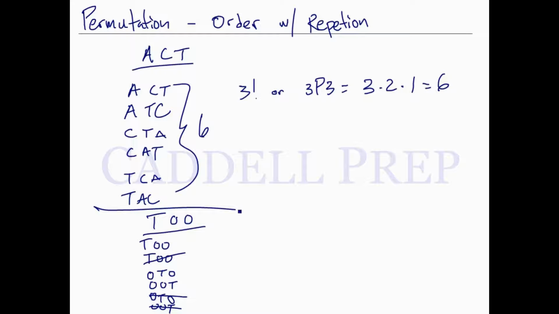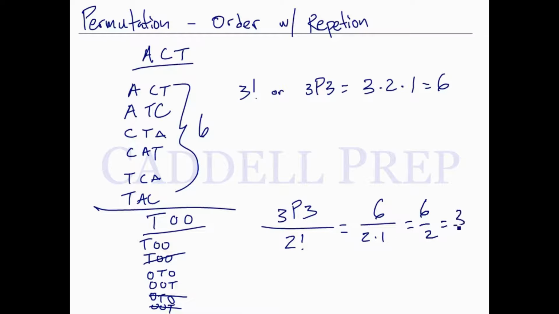So what we do is we do our normal thing on top, 3P3, but we divide it by the factorial of repeated letters. So here there are 2 repeated letters, so divide by 2 factorial. So we get 6 on top divided by 2 times 1. So 6 over 2, 3. So we end up with 3. Let's just look at another example, and this will make a lot more sense.